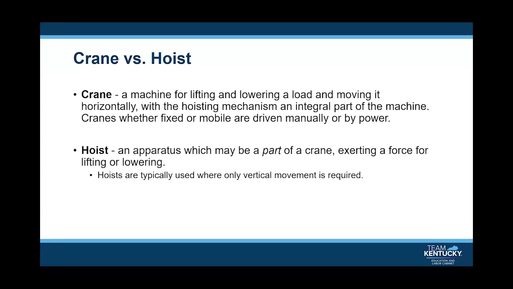OSHA defines a crane as a machine for lifting and lowering a load and moving it horizontally, with the hoisting mechanism an integral part of the machine. Cranes, whether fixed or mobile, are driven manually or by power. OSHA defines a hoist as an apparatus, which may be a part of a crane, exerting a force for lifting or lowering. What transforms a hoist into a crane is the movement of the load.